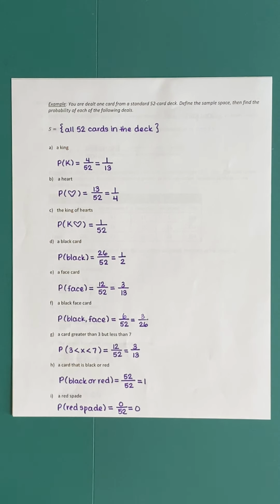In other words, because it's fully shuffled, because the shuffle is random, we're just as likely to get any one card versus any other card. We don't know where anything is specifically in the deck. The deck's been well shuffled, so all draws are equally likely to all other draws. So again, we want to define the sample space, and then we want to find the probability of each of the following deals of a single card.